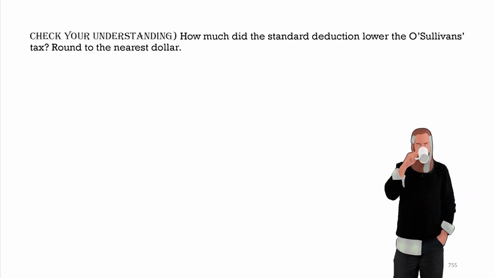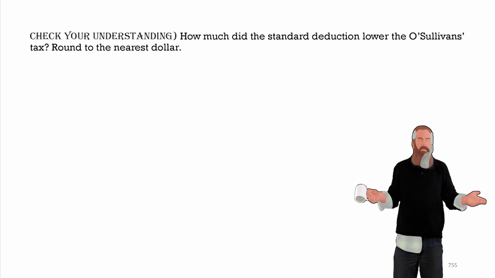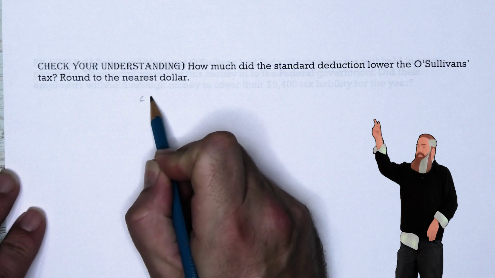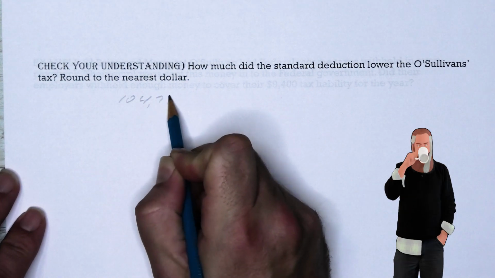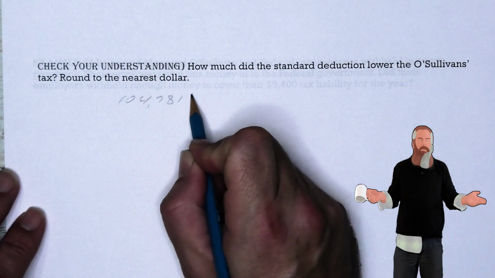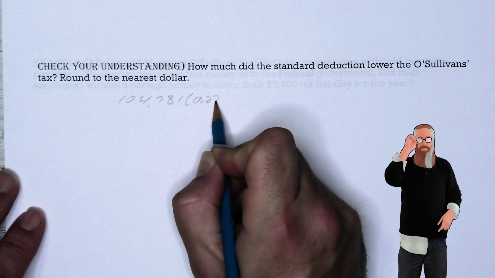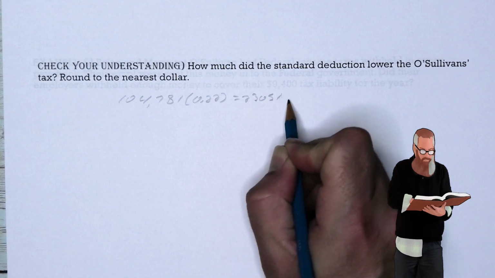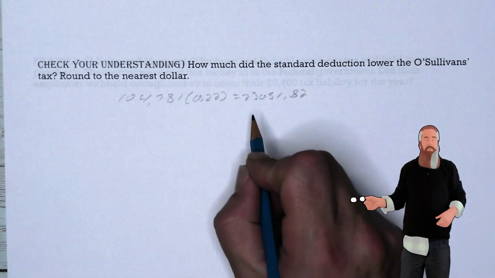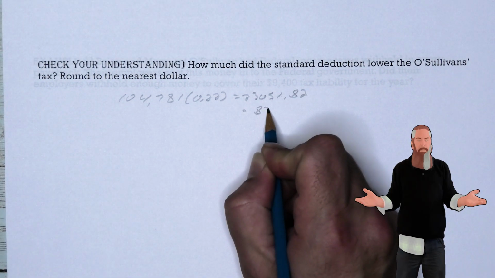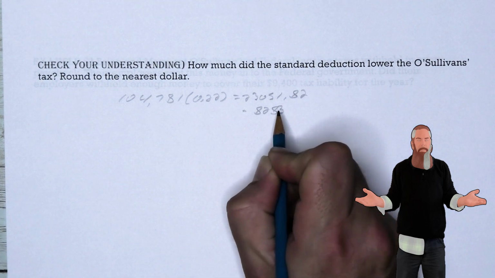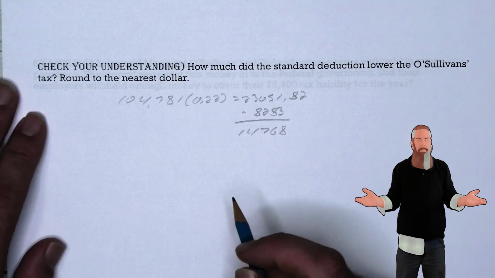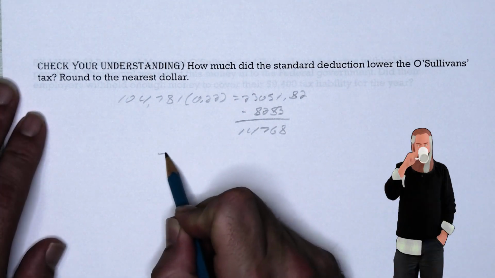How much did the standard deduction lower the O'Sullivans' taxes, rounded to the nearest dollar? Before the deduction, they had $104,781. This means they would be multiplying that by 22% or 0.22. This would give $23,051.82. They would get to subtract $8,283 from that, which would give $14,768.